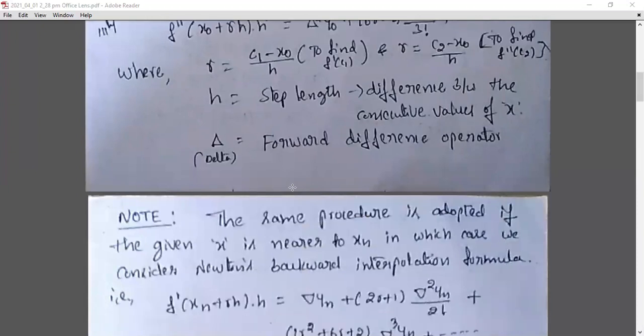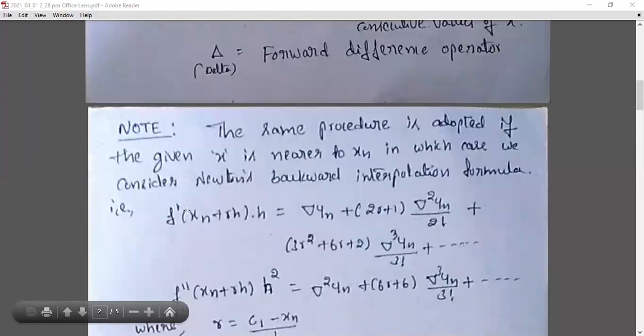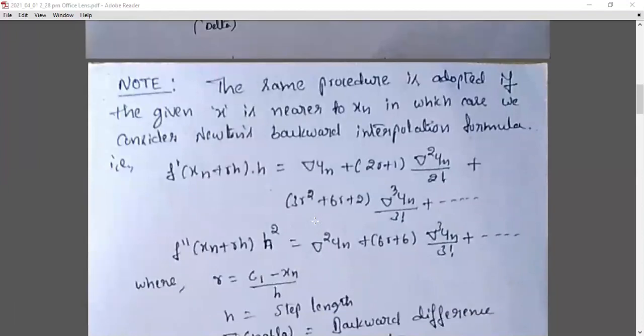In the same way, the same procedure will be adopted if the value of x is near to xn, the end of the table. In this case, we will be using Newton's backward interpolation formula, and here is the formula. Here we use this symbol, called nabla, which is the backward difference operator. And to find the constant r, the formula is cn minus xn by h, where xn represents the last value of x. That we will understand when I consider the problem. And h is the same, the step length, the difference between the consecutive values of x.